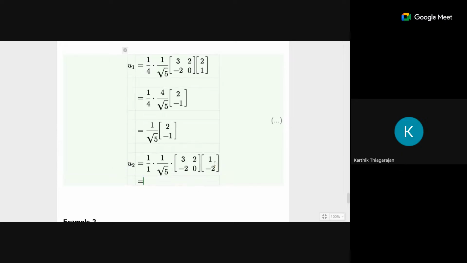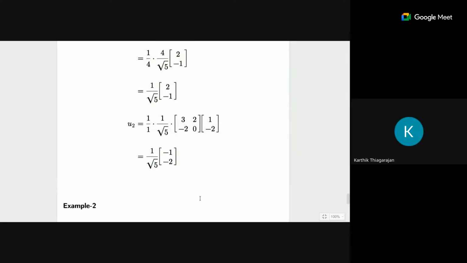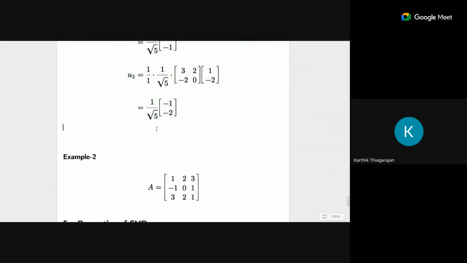Okay, so this becomes what? Minus 1 minus 2, and outside there is 1 by root 5. Is it minus 1 minus 2? Yes, sir. Okay, great. If two of you confirm, I'll go ahead, that will save a lot of time for us. So minus 1 minus 2 by root 5. This is a quick check: it should be orthonormal. This is already orthogonal, minus 2 plus 2 is 0, and it is already unit norm. You can quickly check that they are indeed orthonormal.